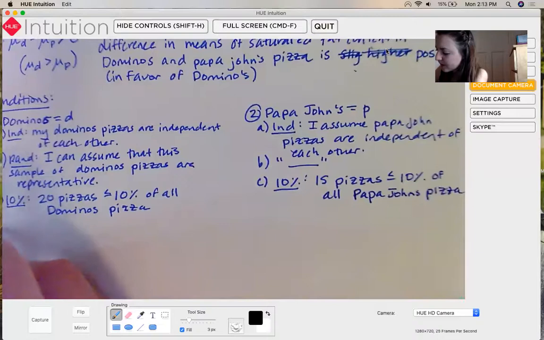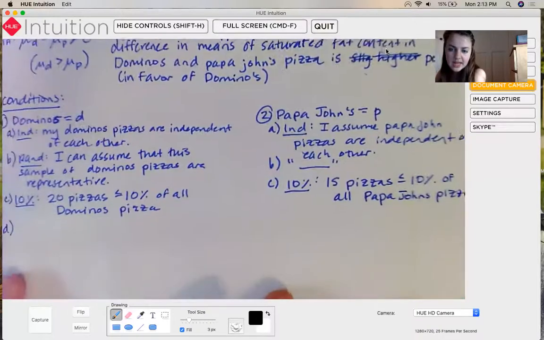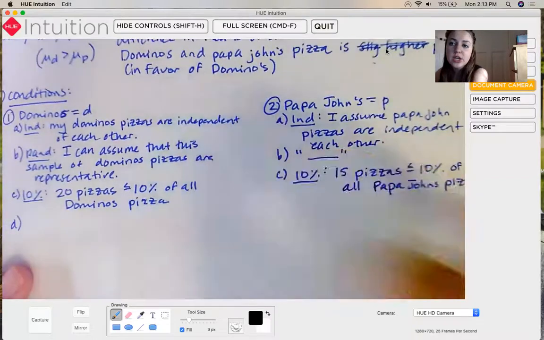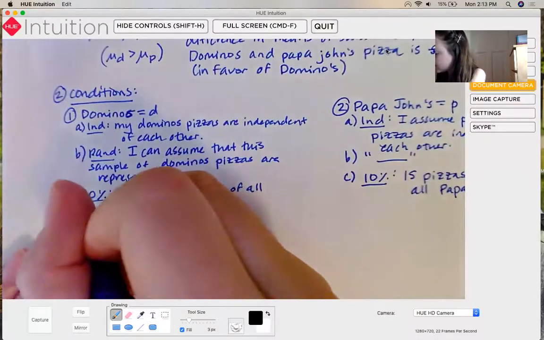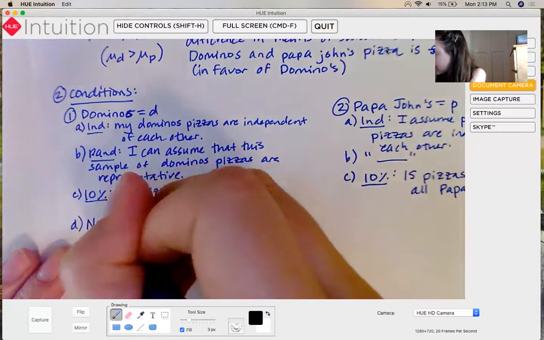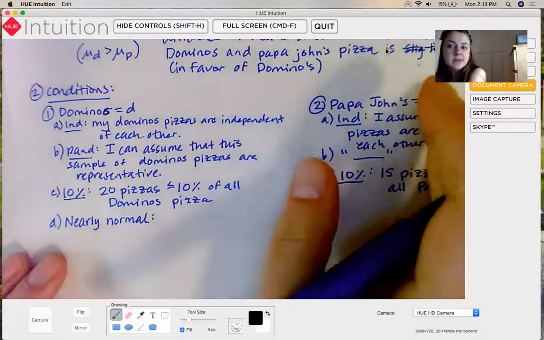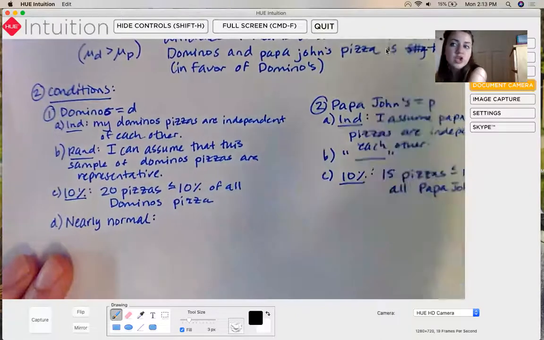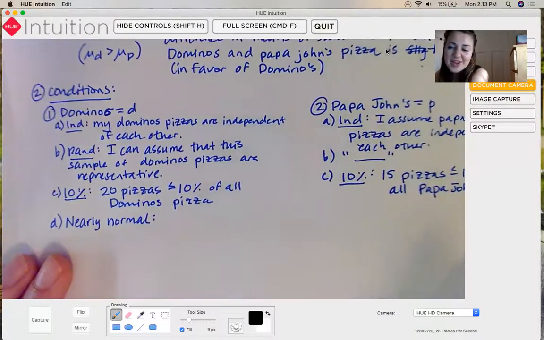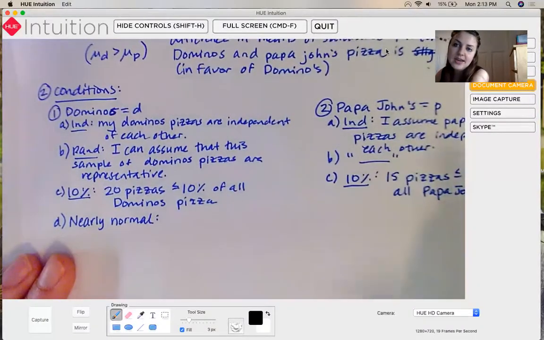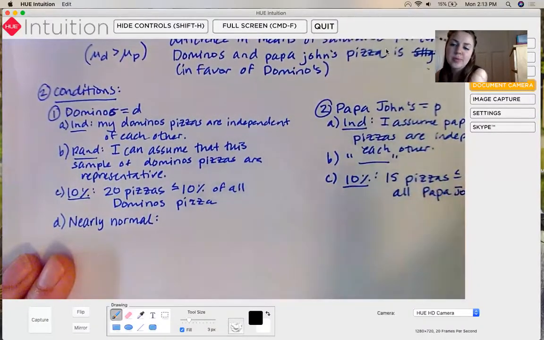All right, moving on to our last but certainly not least, because we're looking at means, we're gonna need to do the nearly normal condition. So I'm gonna go to nearly normal. Now, the cool thing about the nearly normal condition is that if your sample size is greater than 30, you get to use the central limit theorem. And you can say the central limit theorem guarantees that the sampling distribution will be nearly normal, right?